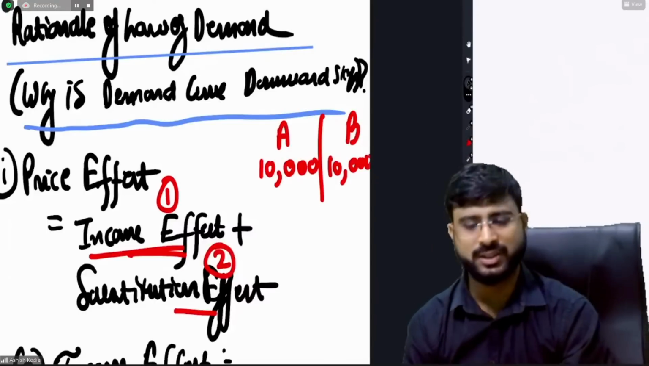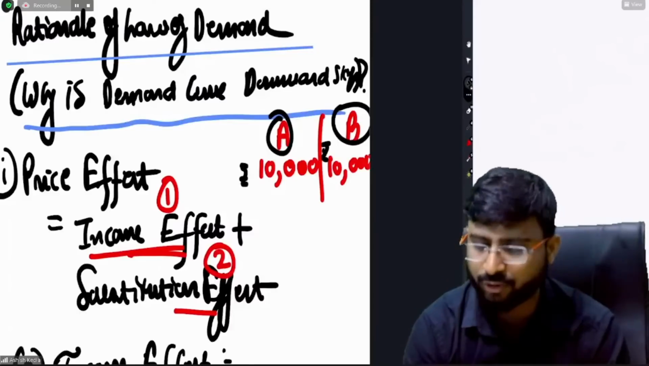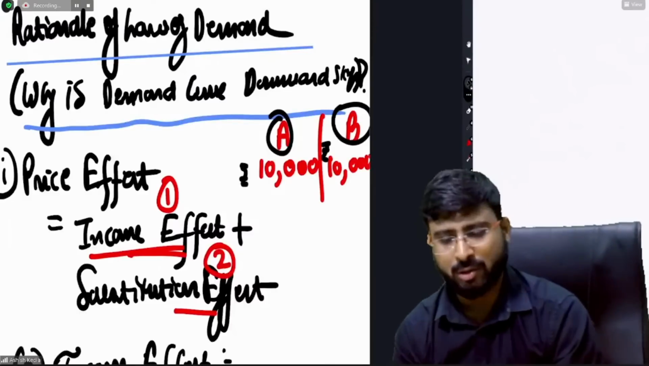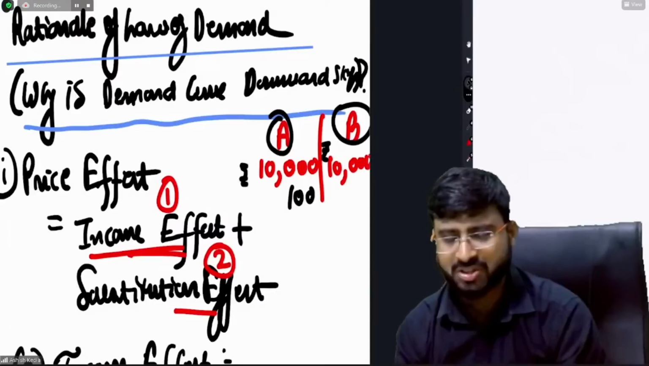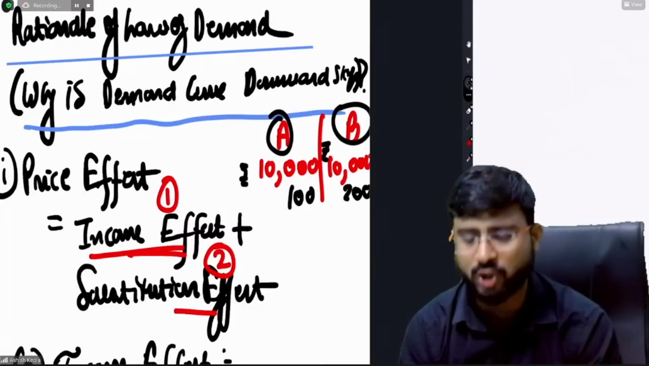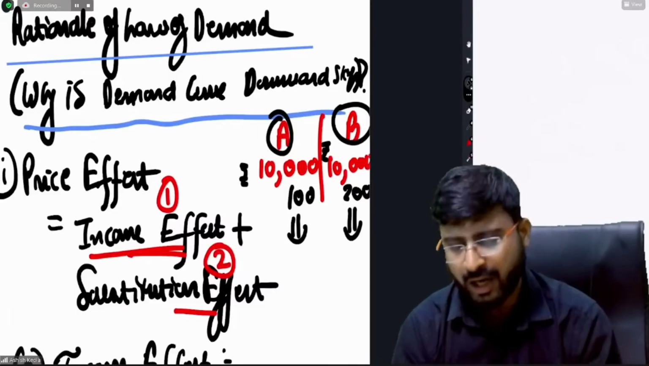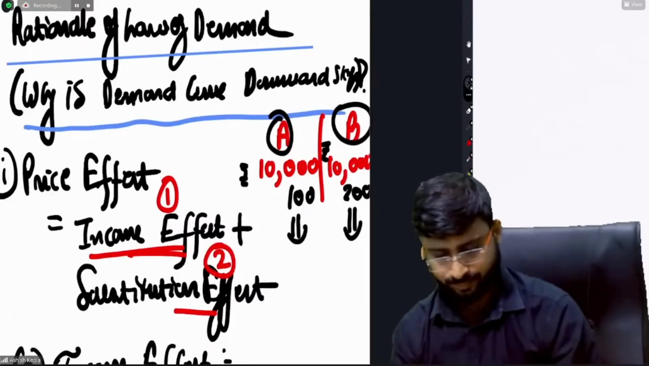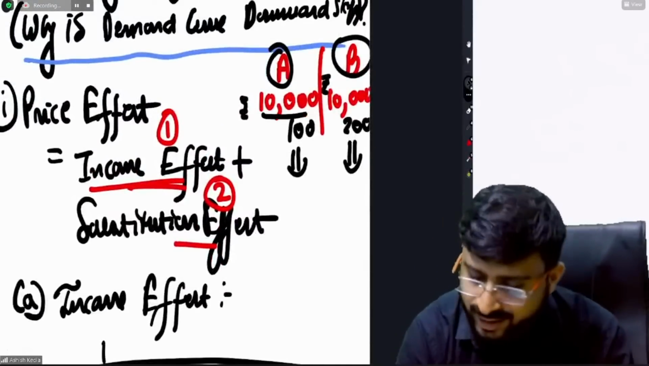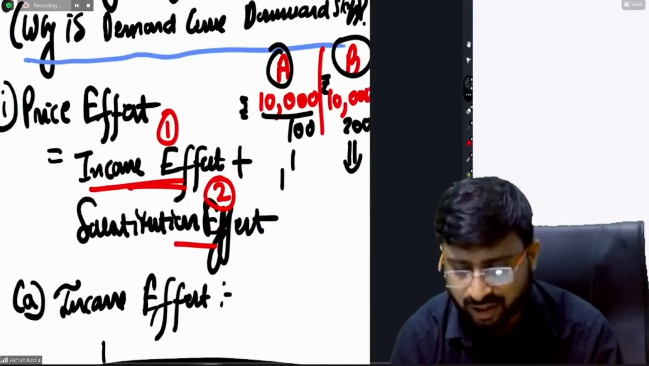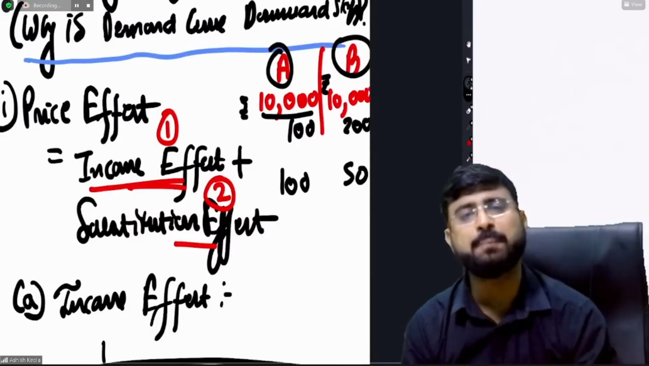Now pay attention. Suppose the country in which Mr. A is living, both are in rupees, for example, one apple costs rupees 100, and the country in which Mr. B is living, one apple costs rupees 200. So how many apples can Mr. A consume and how many can Mr. B consume? Obviously, you will tell me, sir, that 10,000 divided by 100 is 100. So Mr. A can have 100 apples while Mr. B can only have 50 apples.